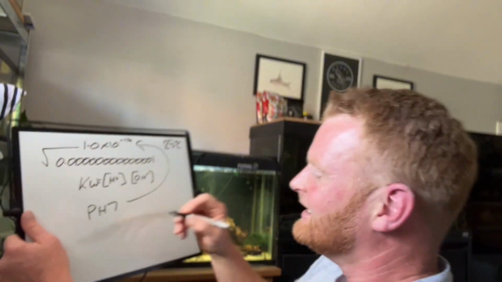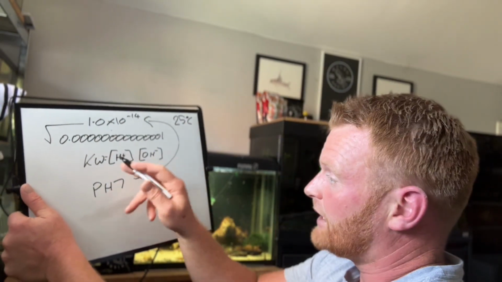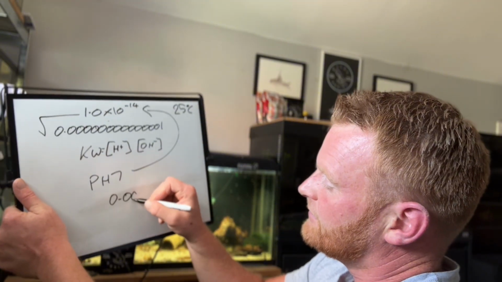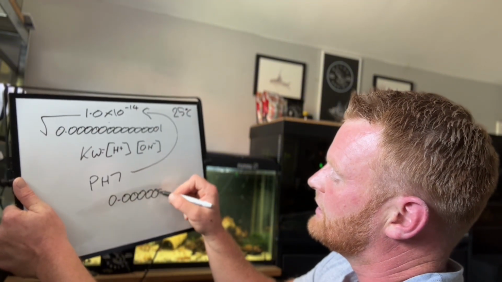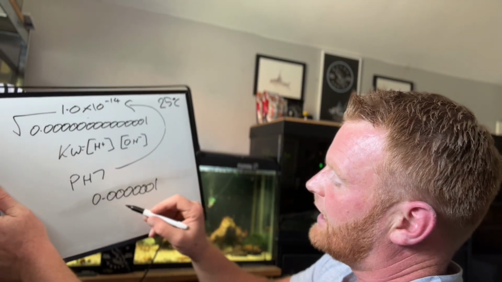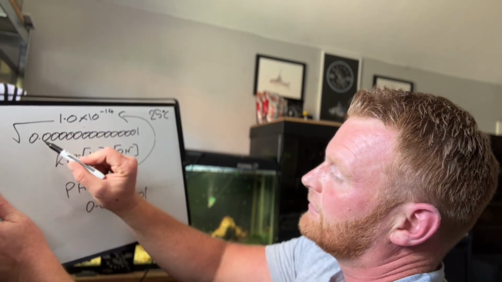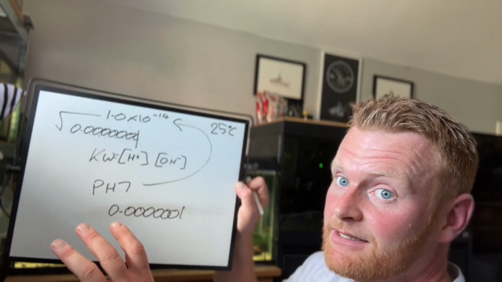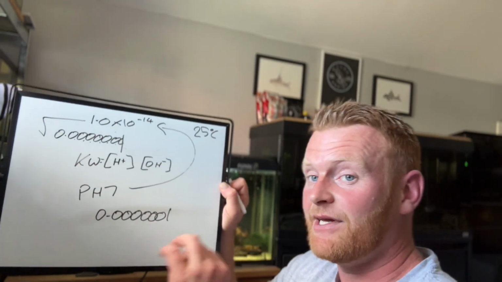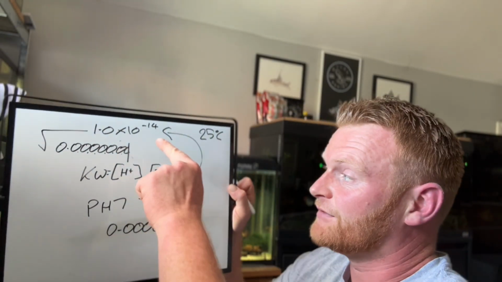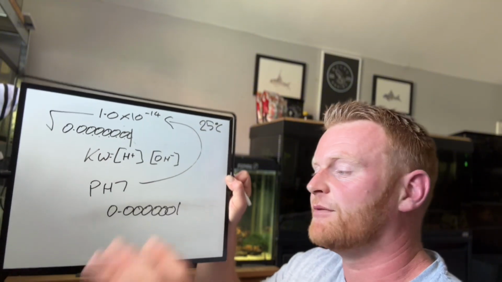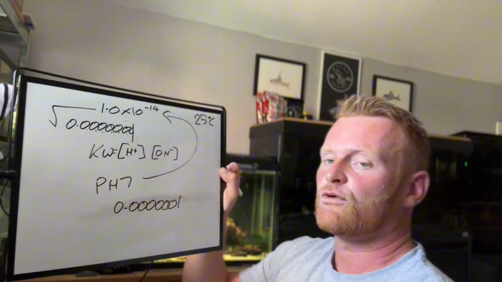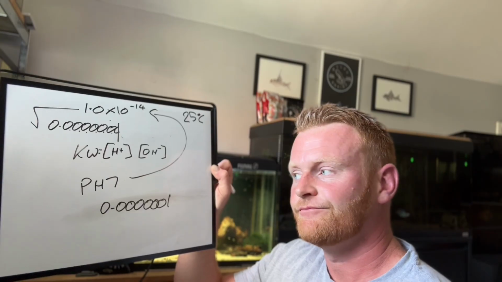And because pH 7, the way we get to it is 0.0000001. Okay, that is pH 7. So 1, 2, 3, 4, 5, 6, 7, and that is right in the middle. And that is the only reason that pH 7 is neutral, because of Kw, the equilibrium constant of OH and H at 25 degrees.